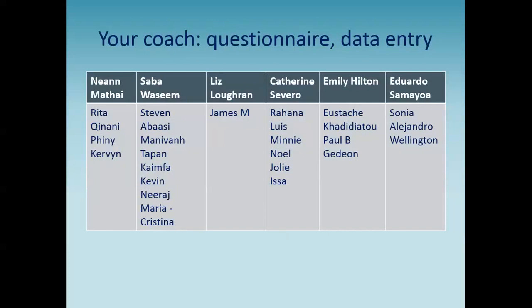Before we start the interviews, we've devised a plan for coaching you from our end. So between now and even before you start the interviews and during the process of data collection, you have been allocated a coach at GMS, and here's the list. So Nian, Saba, Liz, Catherine, Emily, and Eduardo will do coaching and give you any support that you need in terms of carrying out this data collection.